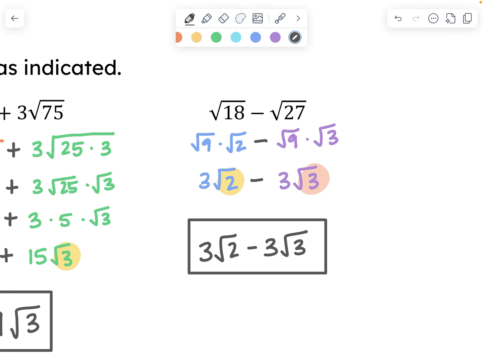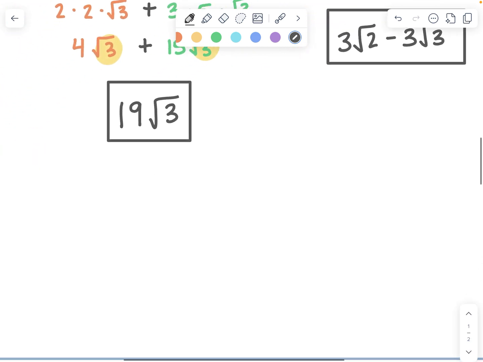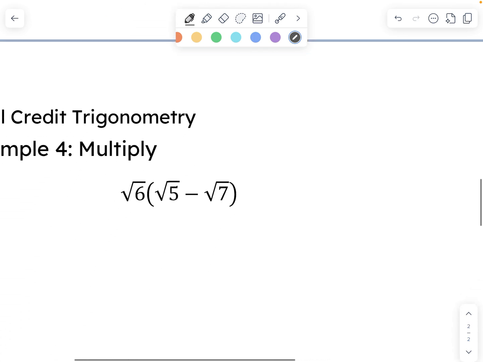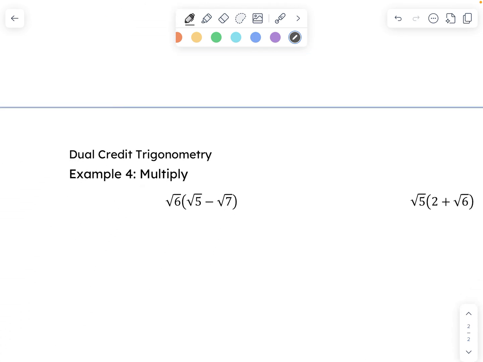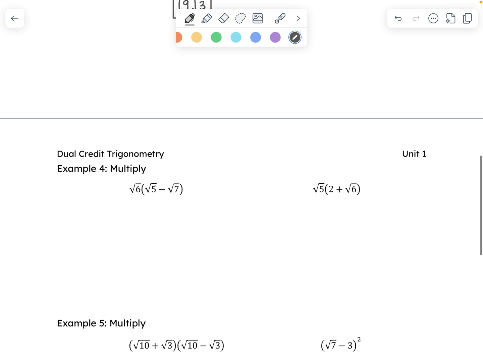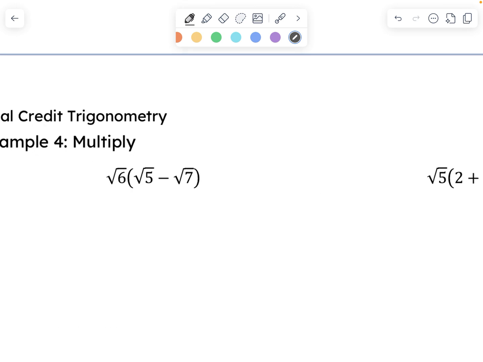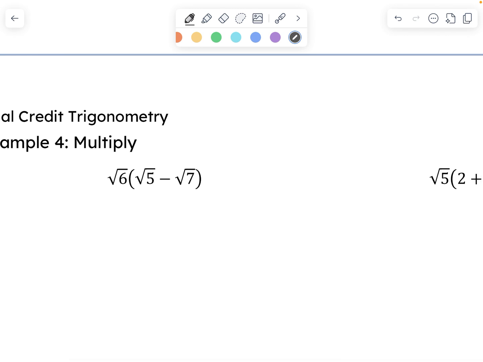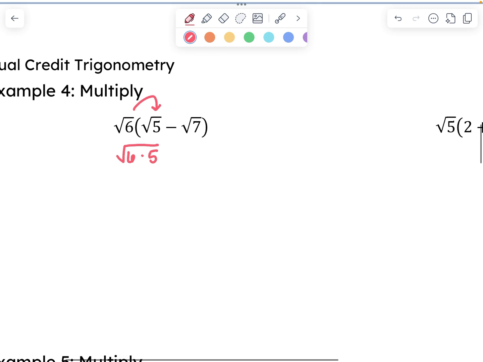Now let's talk about some multiplying on the back of our notes. When I am multiplying, we're going to use very, very similar properties to what we do with our numbers that don't have square roots. So if I have something in front of a parentheses like this, I'm going to distribute just like I would when I didn't have square roots. The square root of 6 times the square root of 5 would be the square root of 6 times 5. And 6 times 5 is 30, so the square root of 30.